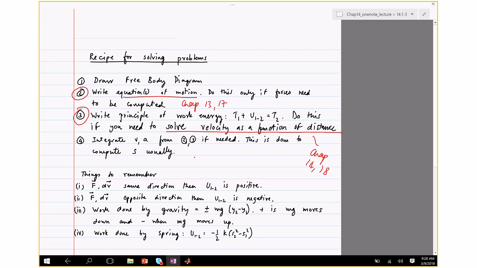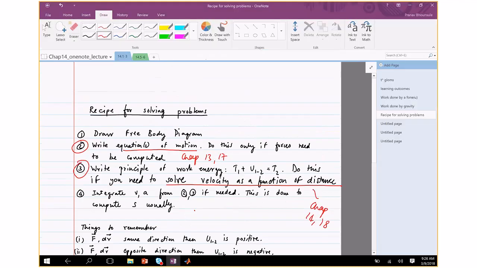So if you see a problem which says find velocity as a function of distance, you're better off doing the principle of work and energy. And then the final step is you need to integrate in case you're asked to solve for kinematics, other things like positions. I discussed this, but we'll see where to apply it when we have this case. So we'll see how this is useful when we do the problems today.